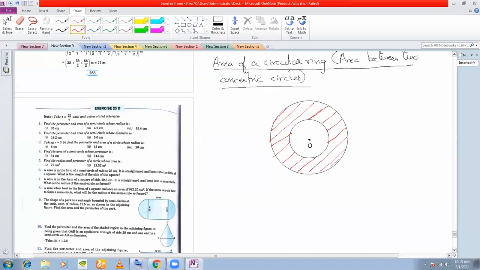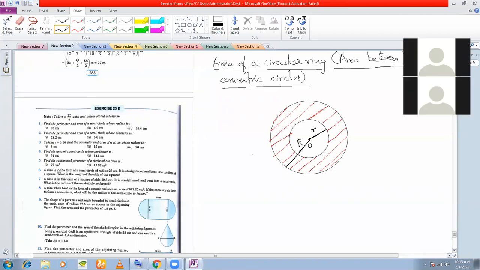This shaded part is called the circular ring. Now this concentric circle, since it has a smaller circle, will have a radius. We call this radius small r. And obviously the bigger circle will have a radius. Let us call this capital R.